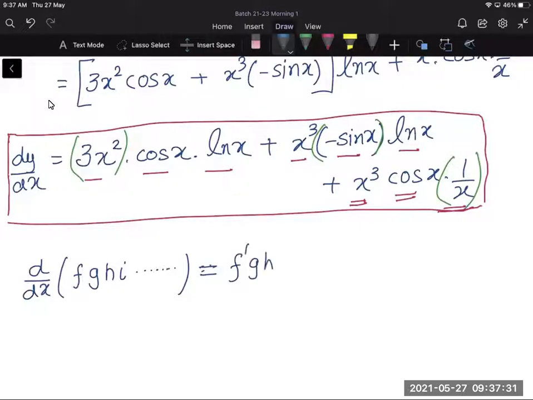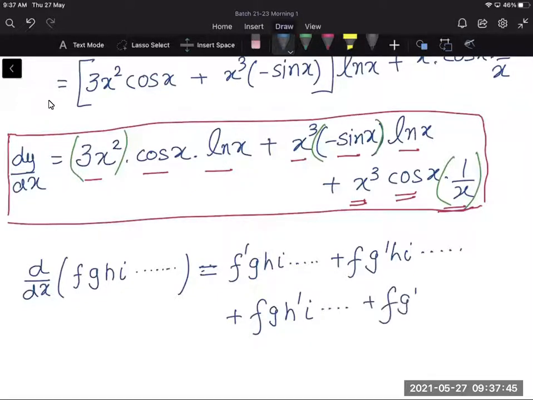f dash g h i dot dot dot dot plus f g dash h i dot dot dot dot plus f g h dash i dot dot dot dot plus f g h i dash, right, plus f g h i dot. I hope this is understood by everyone.